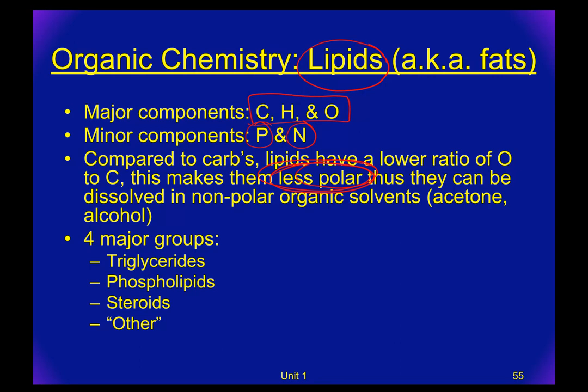It means that if you put Crisco or oil into water, it's not going to dissolve. It doesn't have the same charge quality that water does. If you want to dissolve this, let's say you get Crisco on something, you're going to have to use another type of solvent. So you'd have to use like acetone or alcohol. There are 4 groups we're going to talk about: the triglycerides, the phospholipids, the steroids, and then we're going to talk about kind of this other small group.